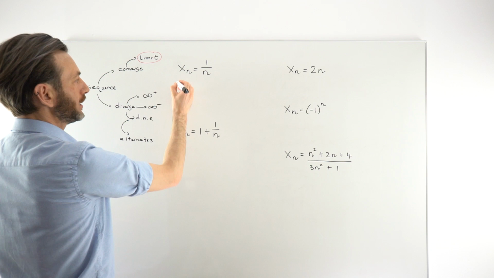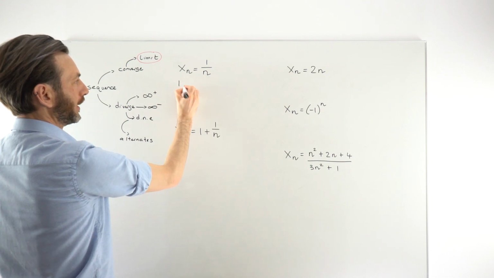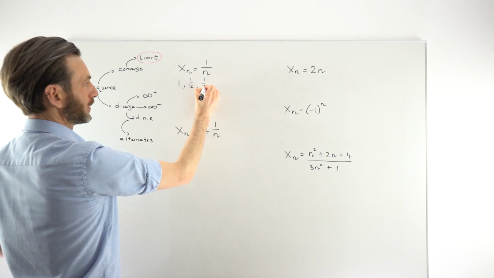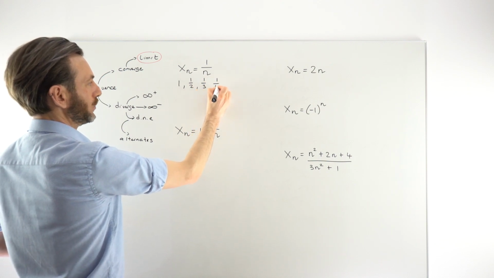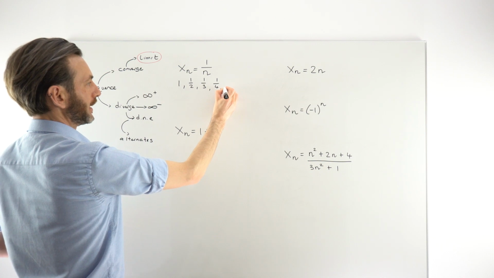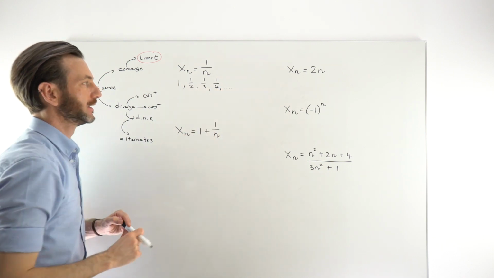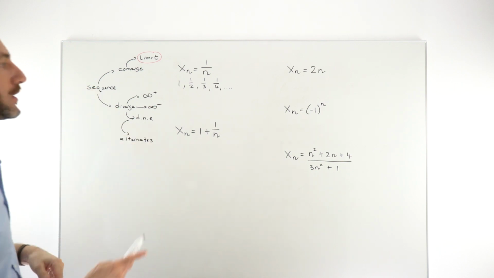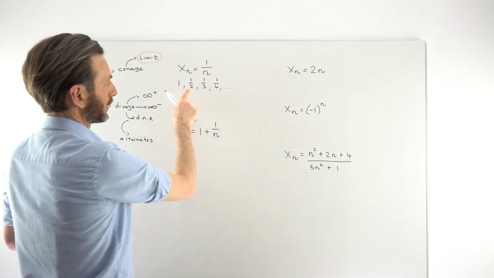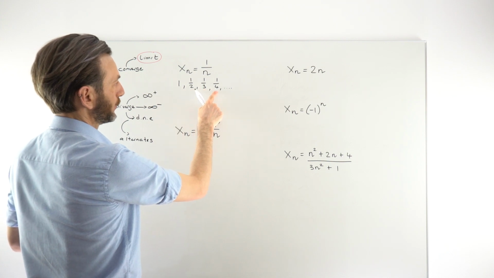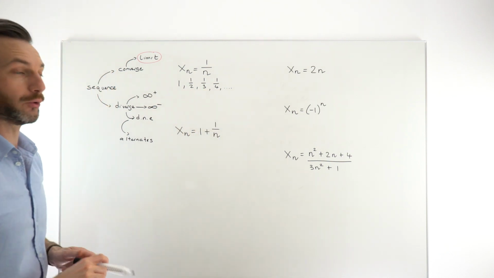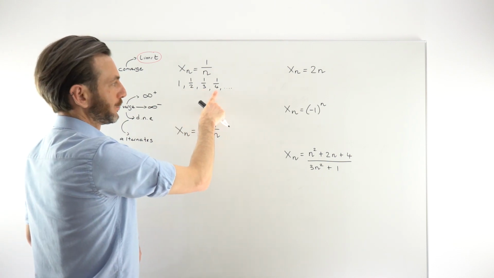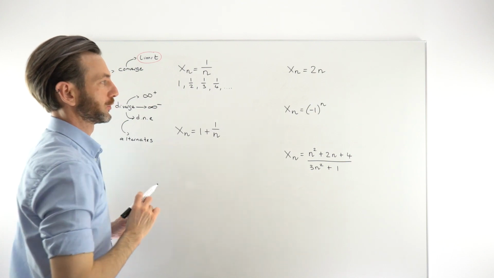So 1 over 1 is just 1. And then 1 over 2, obviously 1/2. And then you get 1 over 3. And then 1 over 4. And that is just going to continue on indefinitely. As you go further and further down the sequence, you're getting closer and closer and closer to 0. So 0.5, 0.3333, 0.25, you're just going to get closer and closer to 0.